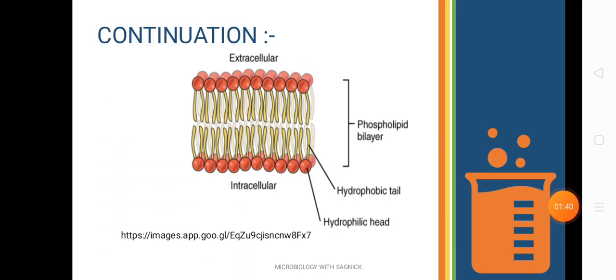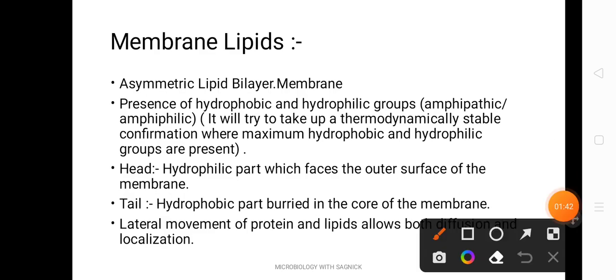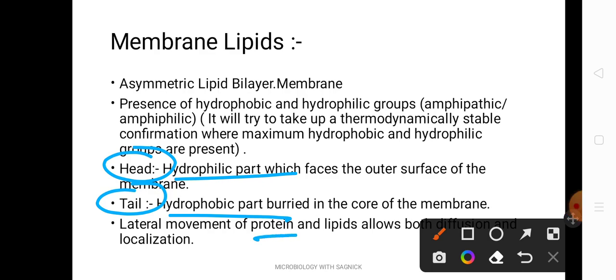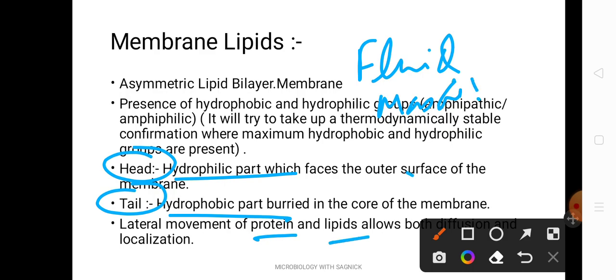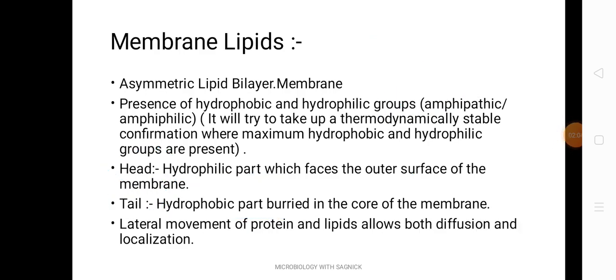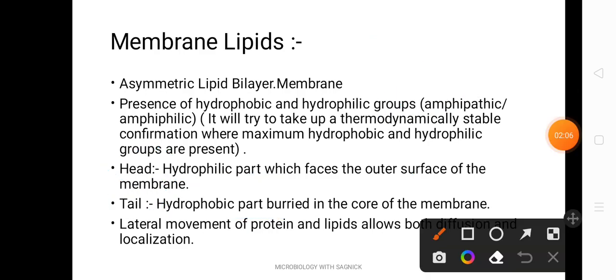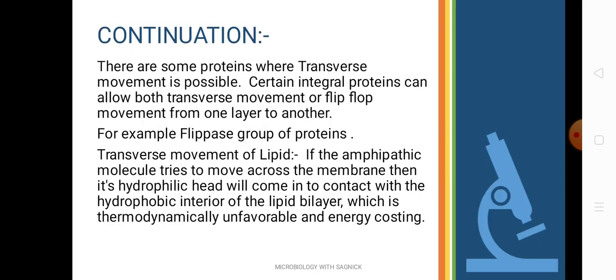So that is what I have written here, that the head part is the hydrophilic part, the tail part is the hydrophobic part. Lateral movement is something we have talked about, and that is why we call this model the fluid mosaic model. Lateral movement of protein and lipid allows both localization as well as diffusion, because we all know that the cell membrane is semi-permeable and there is a diffusion of nutrients from outside as well as from inside.